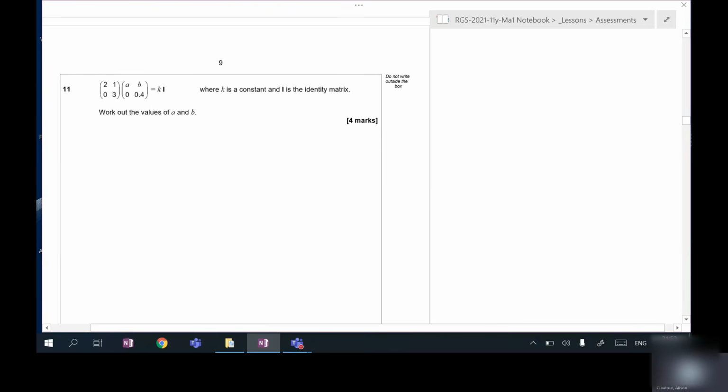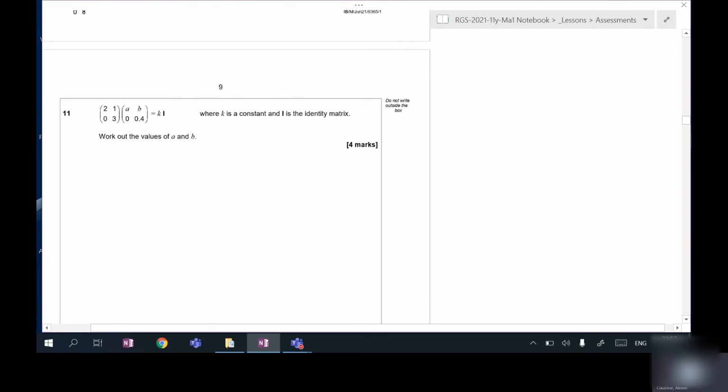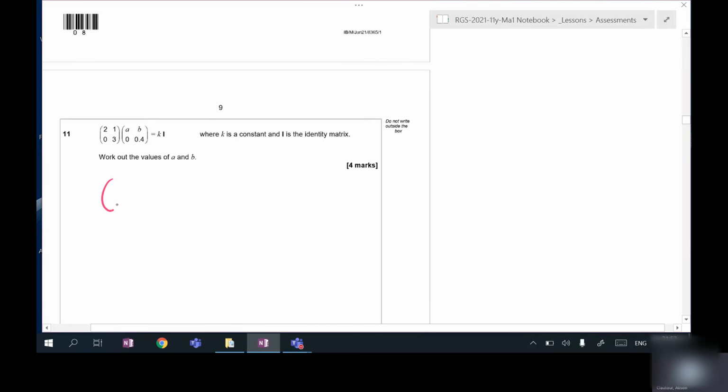Matrices, obviously something that isn't in GCSE. So we're given this expression where two matrices multiplied together to get K multiplied by the identity matrix. We've got to work out A and B. So I'm going to start by multiplying my matrices together.